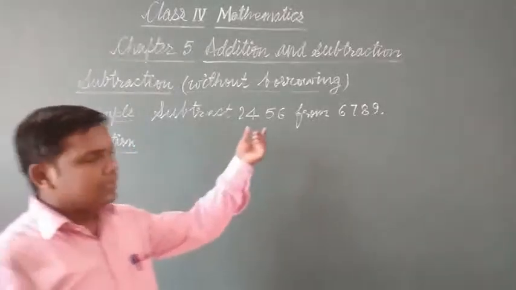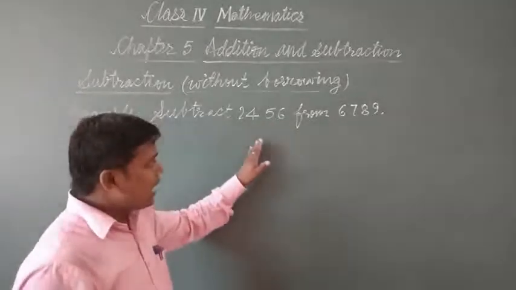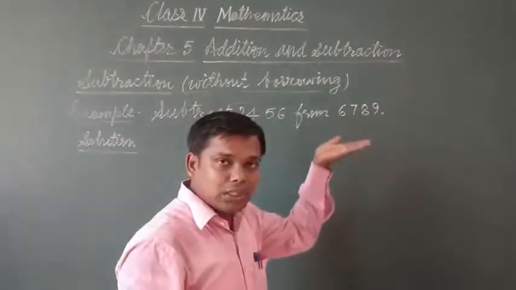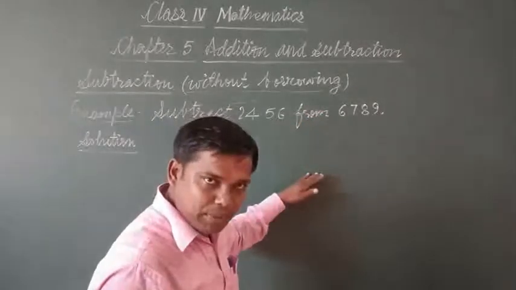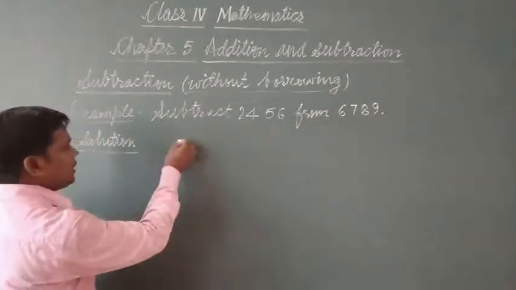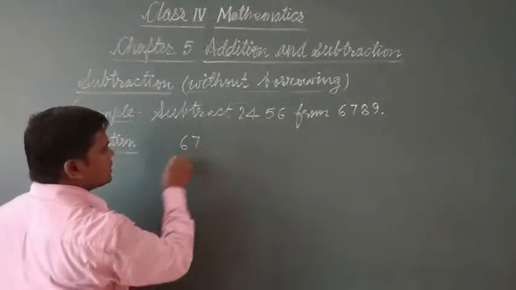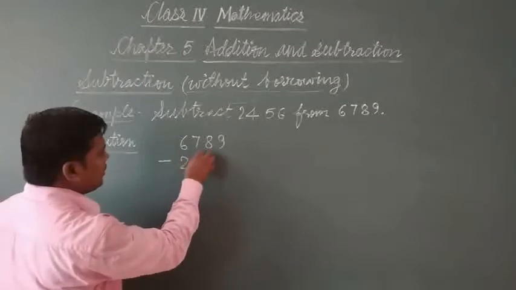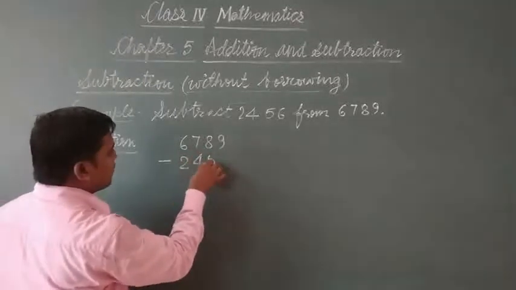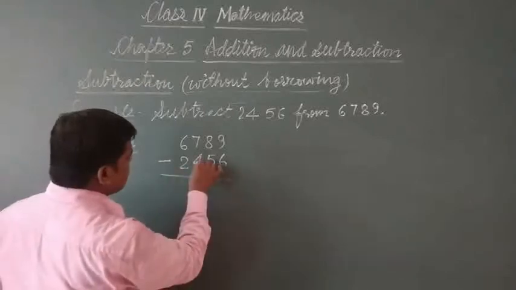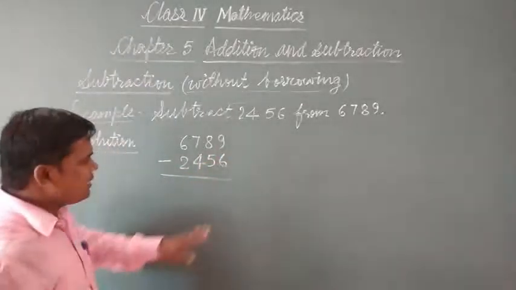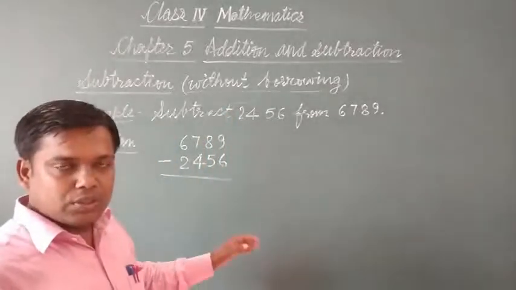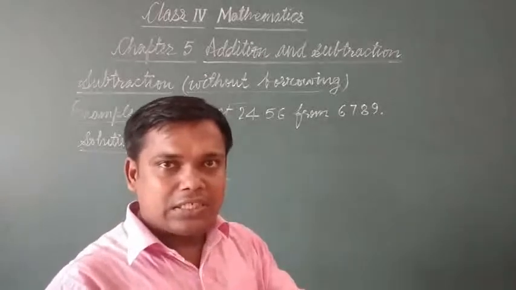We will write the numbers column-wise. As we have to subtract this number from this number, this number will be written on the top and this number will be written below it. So we write like this: 6789 minus 2456. We write in such a way that each digit is just below the other, in columns, so that we can get the difference properly.